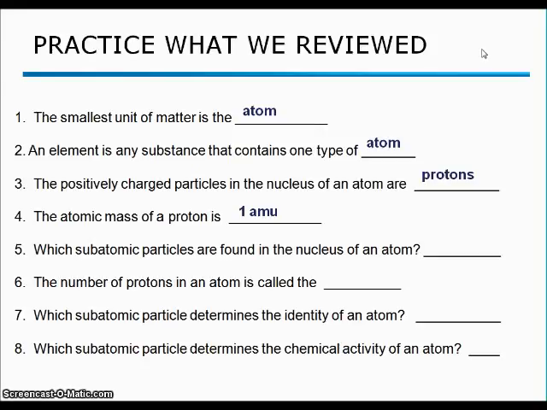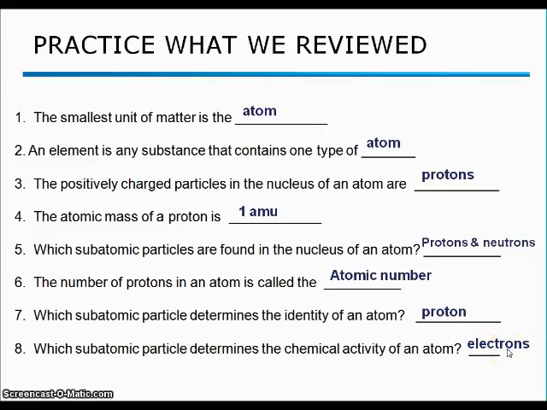Which subatomic particles are found in the nucleus? Protons and neutrons. The number of protons is called the atomic number. The proton is the subatomic particle that determines the identity of an atom. And electrons determine the chemical activity. Now, I didn't mention that, but I did mention earlier the word valence electrons. Those are those outermost electrons when you're looking at an element.